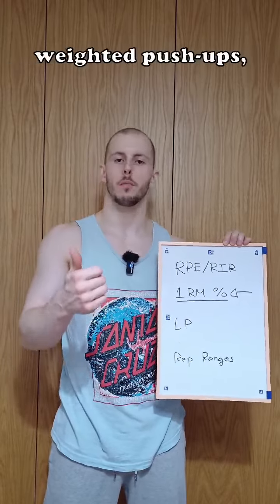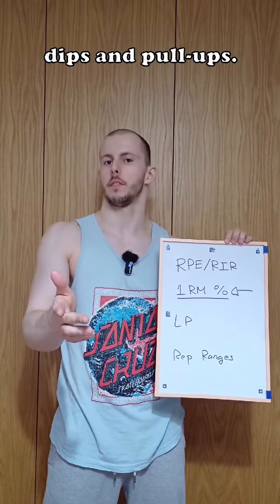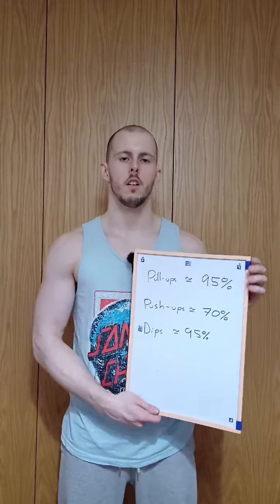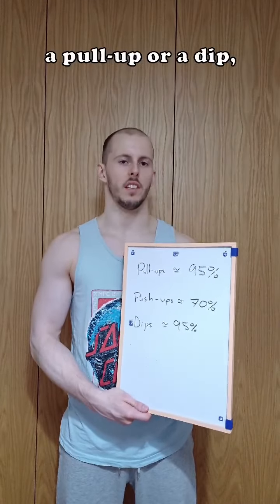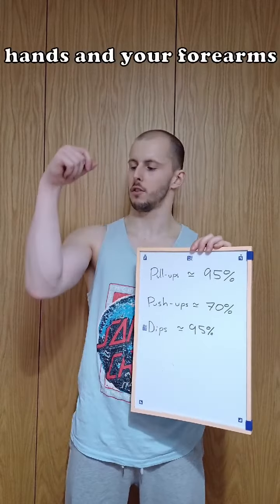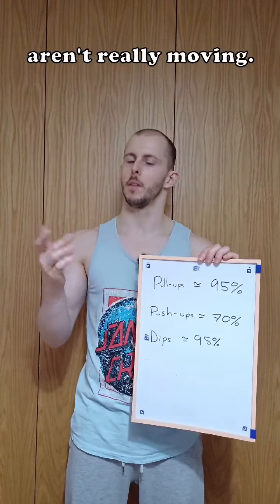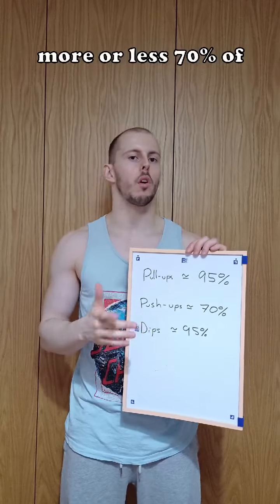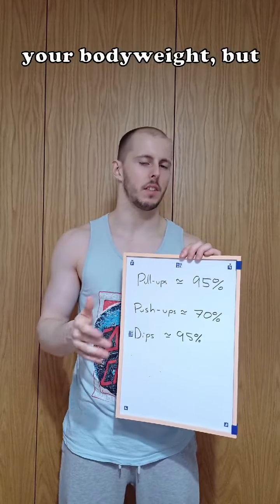Programming percentages of your 1RM with bodyweight exercises is the hardest. Usually only works with weighted push-ups, dips, and pull-ups, or something similar to that. So when you're doing a pull-up or a dip, you're lifting more or less 95% of your body weight because your hands and your forearms aren't really moving.